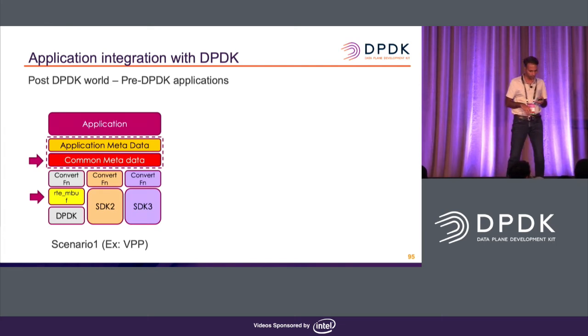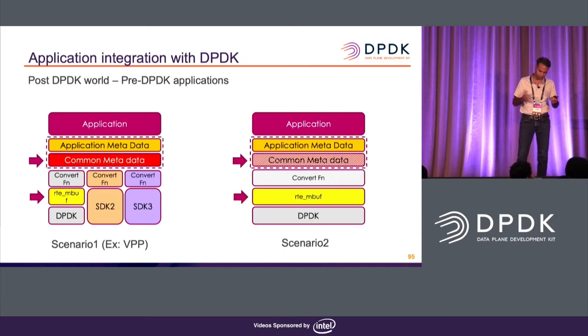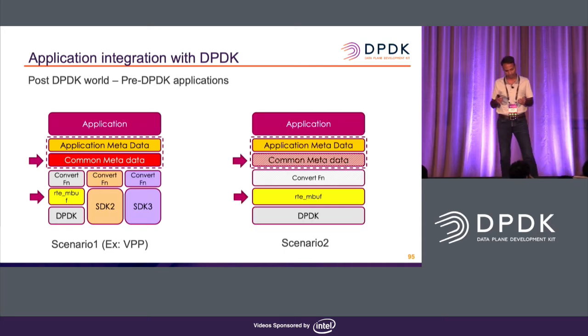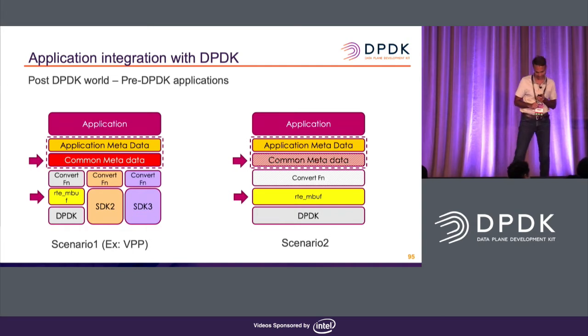Now scenario 2, which kind of falls in the previous case that we discussed, wherein the pre-DPDK applications have also embraced DPDK through and through. Here they might have gotten rid of the common metadata, depending on their use case. They might have gotten rid of that conversion function. So we will leave it at that.